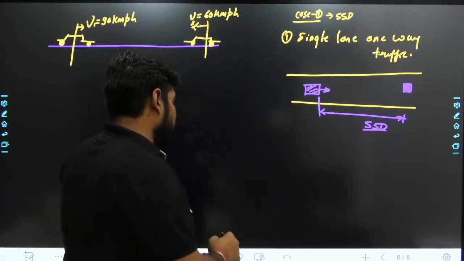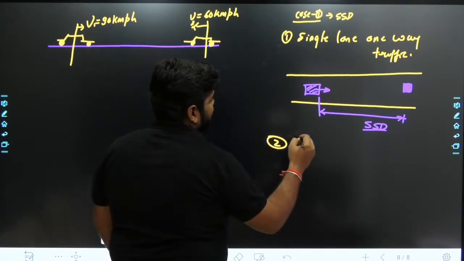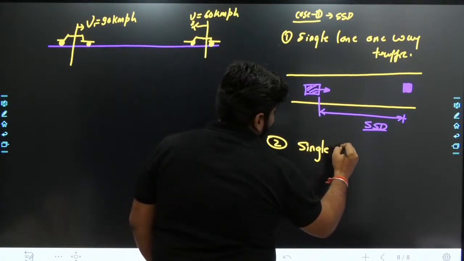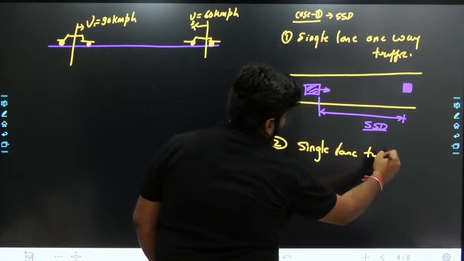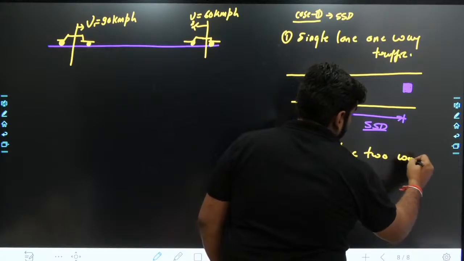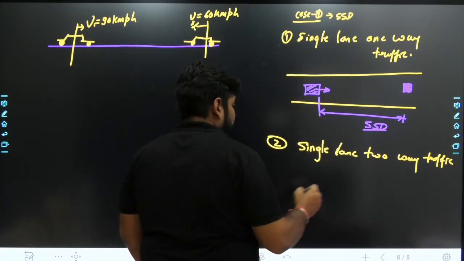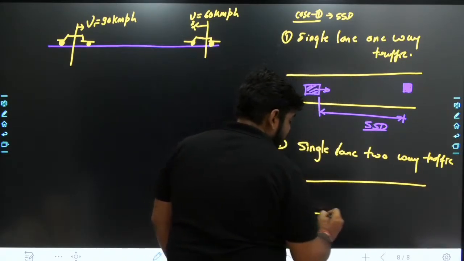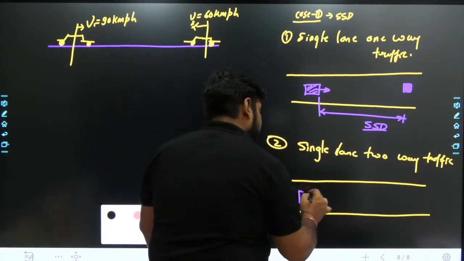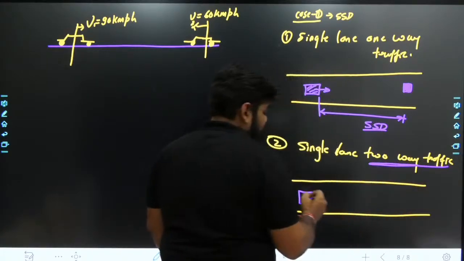Now if we talk about case 2, the second case says that you are moving on a single lane, two-way traffic. What will happen? This is your lane, on which your vehicle is moving, but now the traffic is two-way, so vehicles will come from both directions.